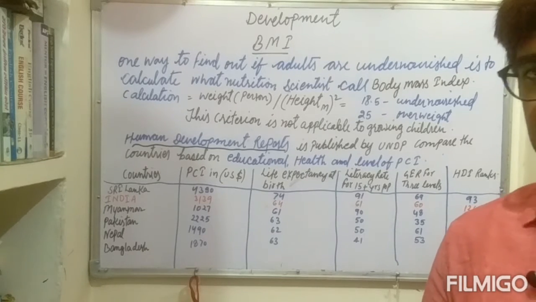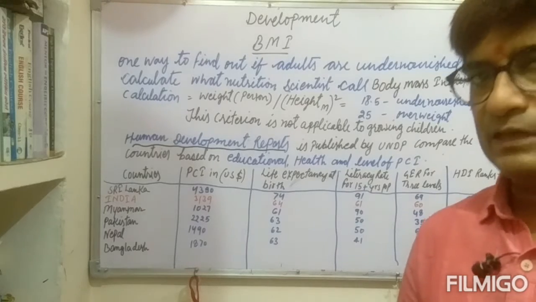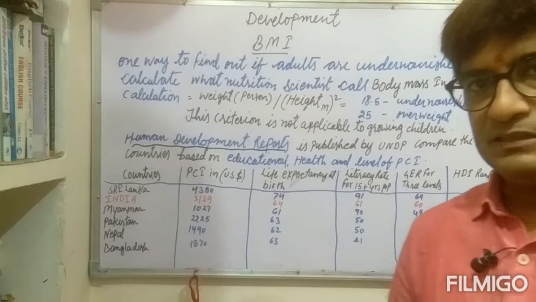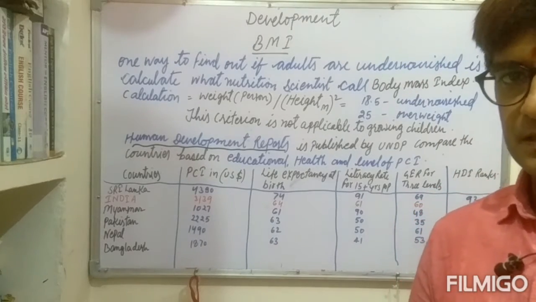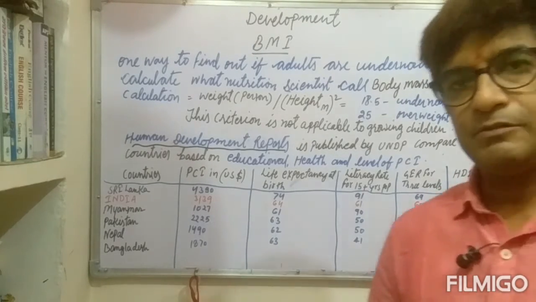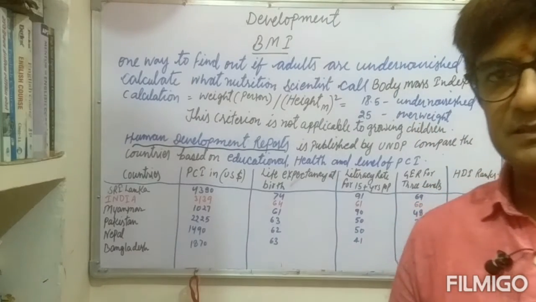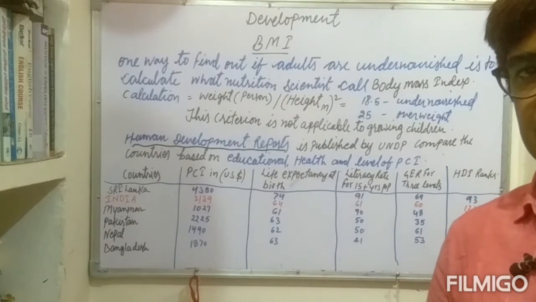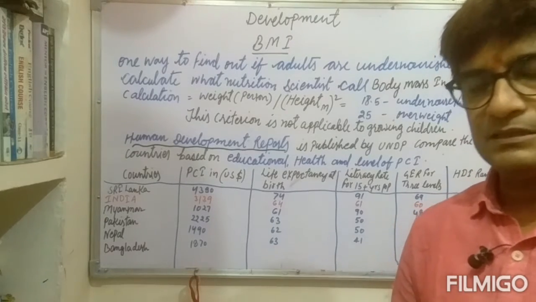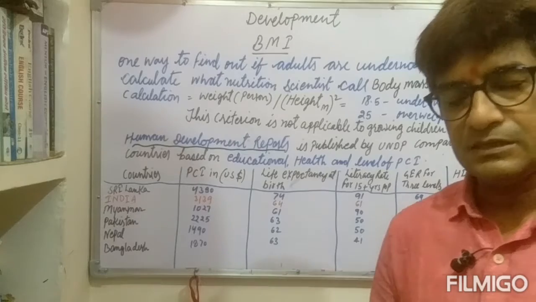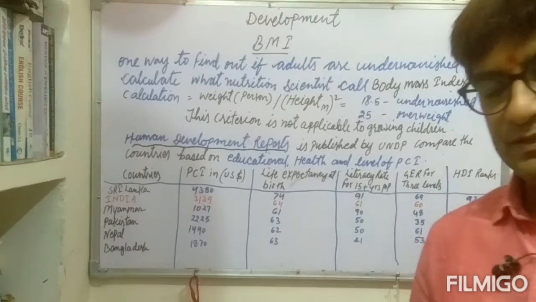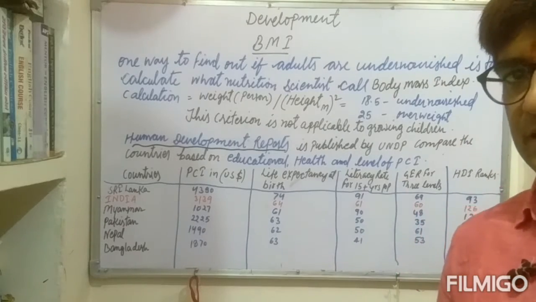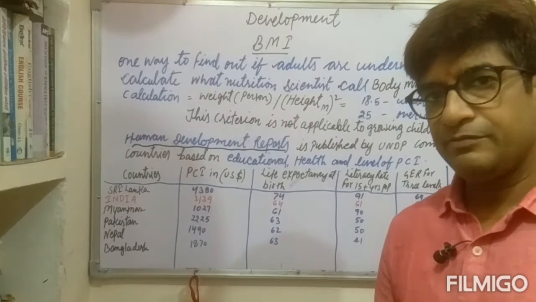When you calculate it, first you take the weight of a person, and then you divide this weight by the height in meter square. If the BMI is 18.5 or below 18.5, then it is an undernourished person. And if the BMI, calculated by the same procedure, is more than 25, it means the person is overweight. So the BMI must be between 18.5 and 25.